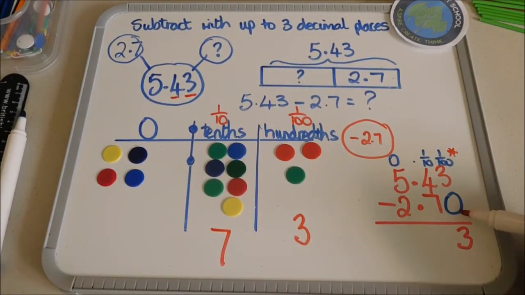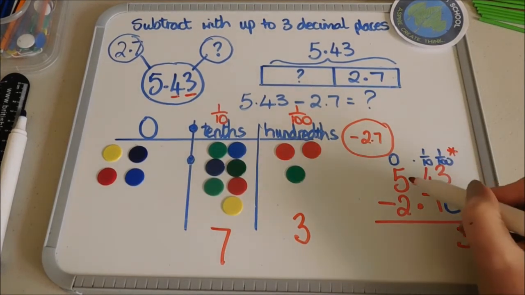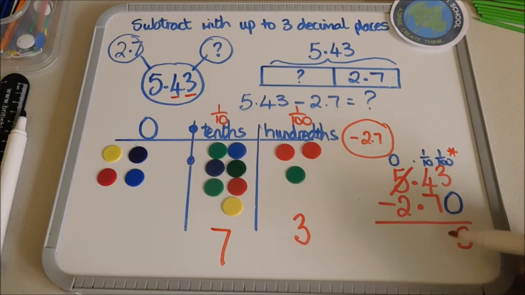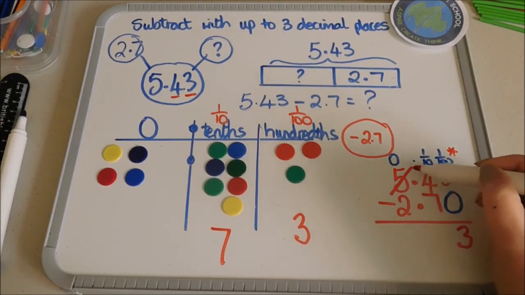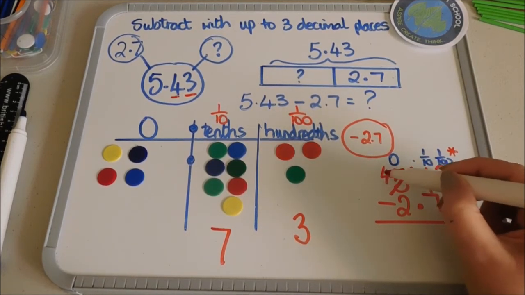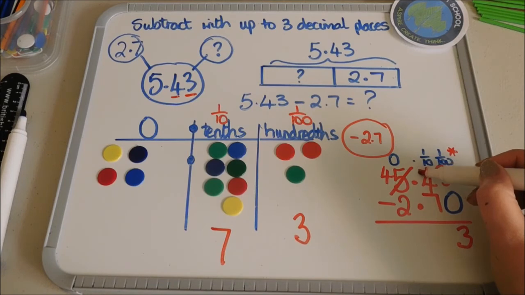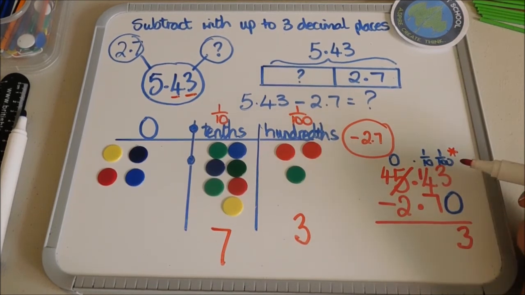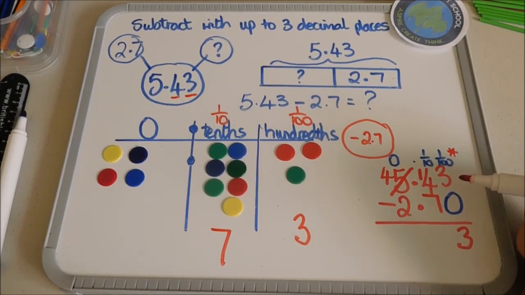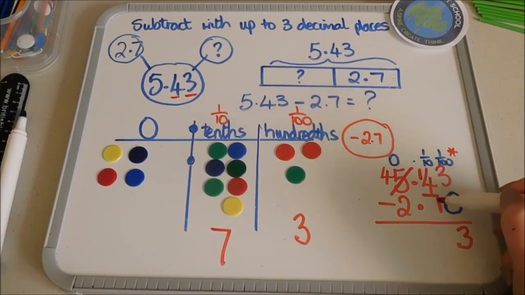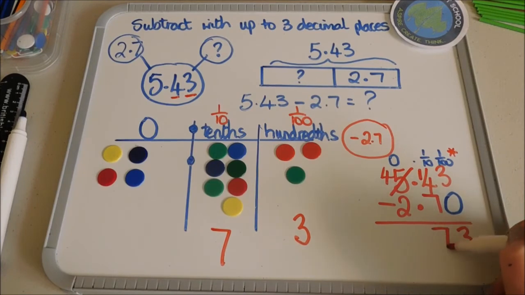And on the column method here, on your abstract version, if I do exactly the same, 4 take away 7, I couldn't do at the moment, so I'm going to exchange. I'm going to take 1 away from my 1, so it goes down by 1. So the 5 becomes a 4, and I'm going to bring 10 tenths over. 1 whole is equivalent to 10 tenths, so that becomes 14. Subtract 7 is 7. Excellent, well done.